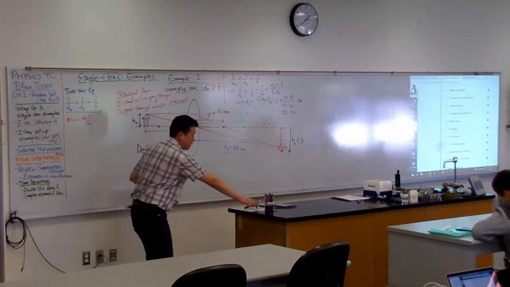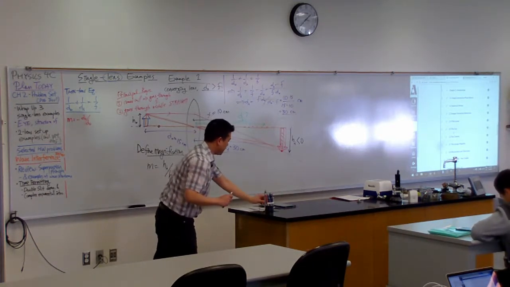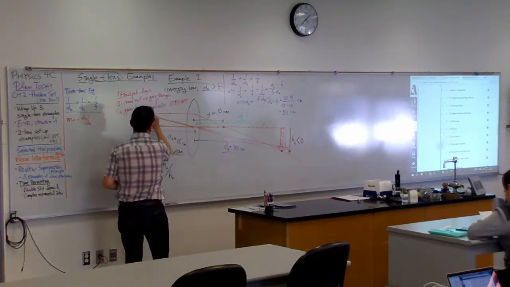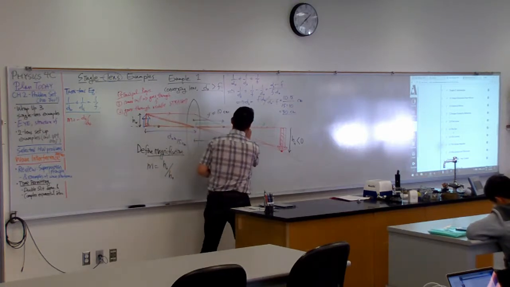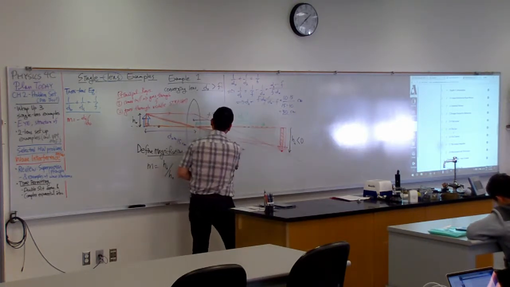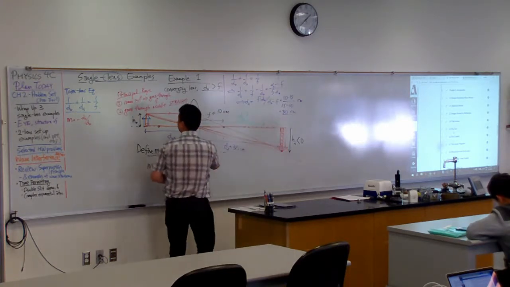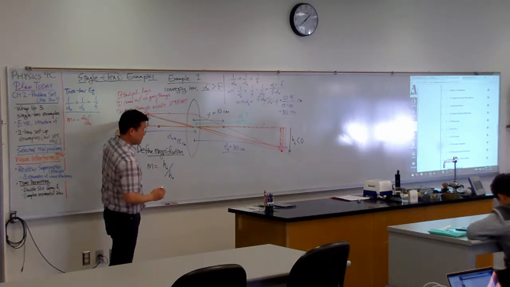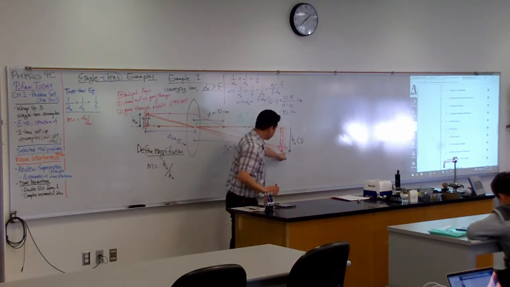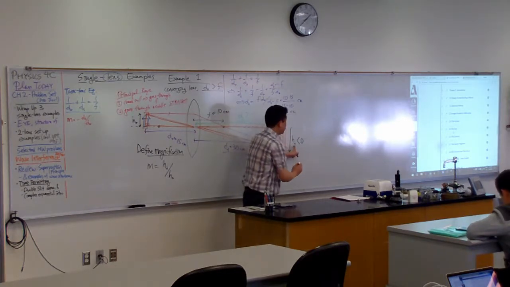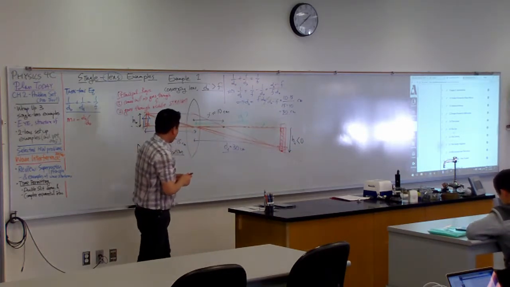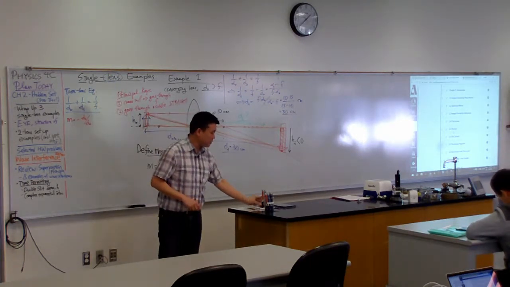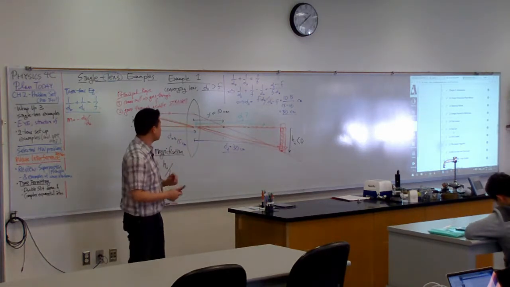And this is where these auxiliary figures are helpful. This right triangle here, and this right triangle here, they share a feature in that one side of this right triangle is the height of the object, and one side of this right triangle is the height of the image. How are these two triangles related? Can you see anything that says those are not just two random triangles? They actually have some relationship to each other.